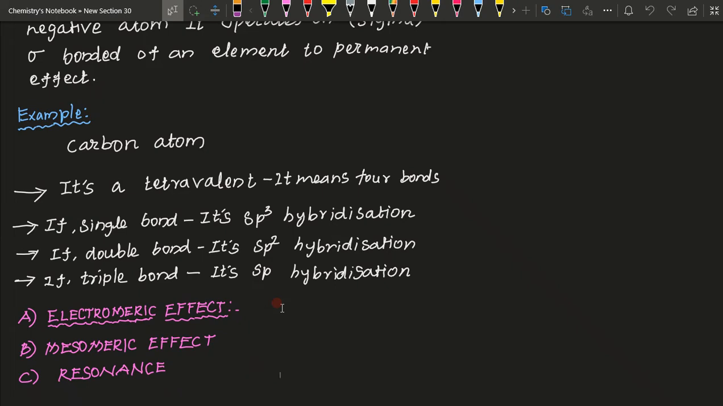Carbon atom. We know that carbon atom is tetravalent, it means 4 bonds. If carbon has a single bond, it is going to be sp3 hybridization. If carbon has a double bond, it is going to be sp2 hybridization. If carbon has a triple bond, it is going to be sp hybridization. This is the most fundamental basic.